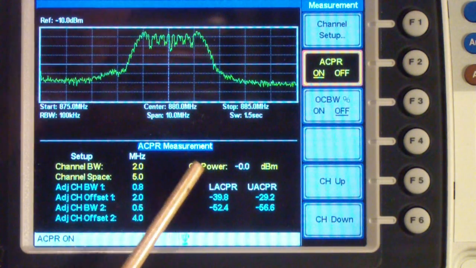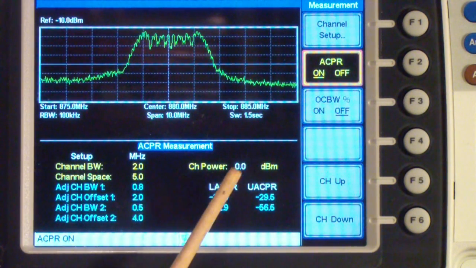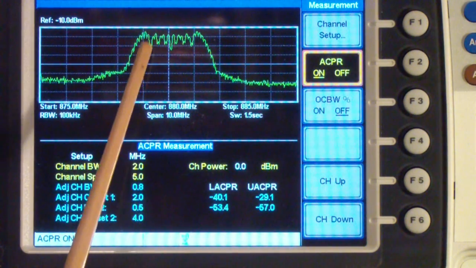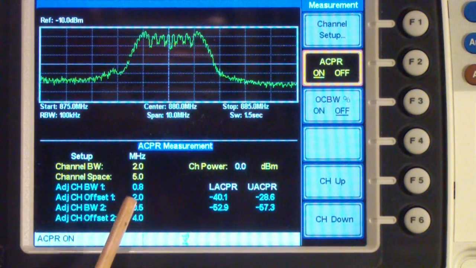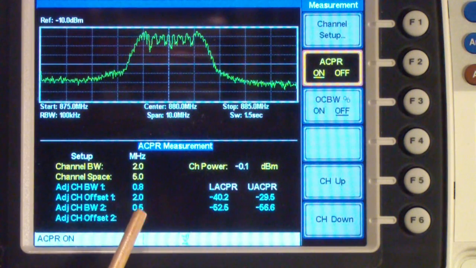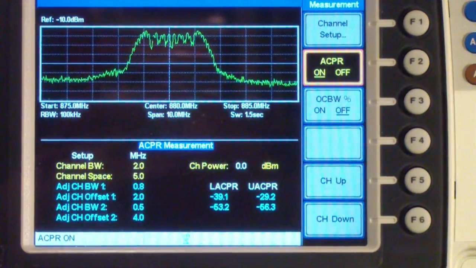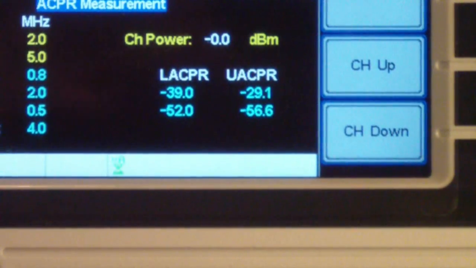The channel power is at this time set to minus 0 dBm. Remember, our reference is minus 10. The adjacent channel bandwidth 1, 0.8, offset of 2. Bandwidth 2, 0.5, offset of 4. Then it gives you two measurements, and I'll zoom in a little closer so you can see those better.